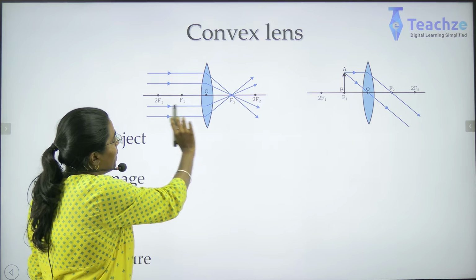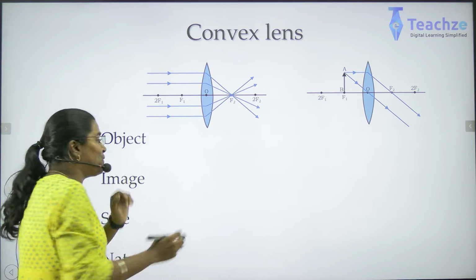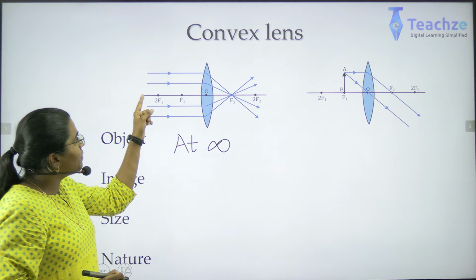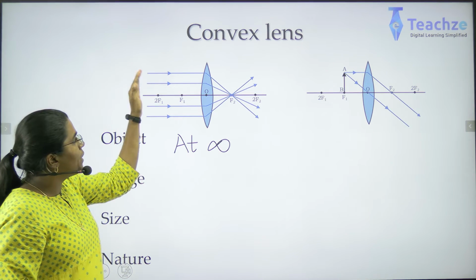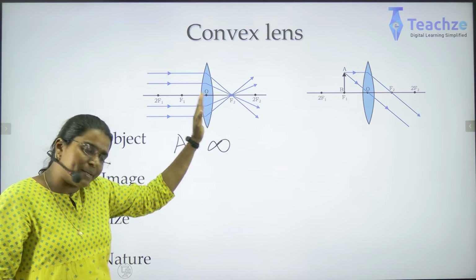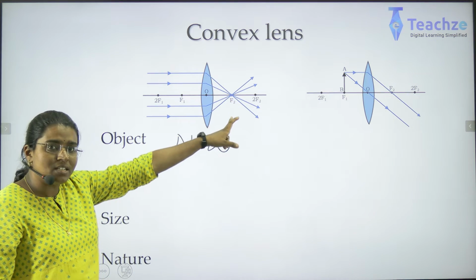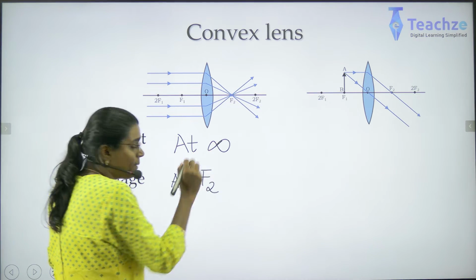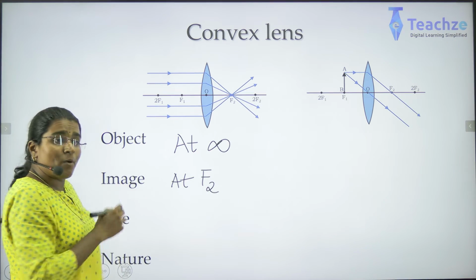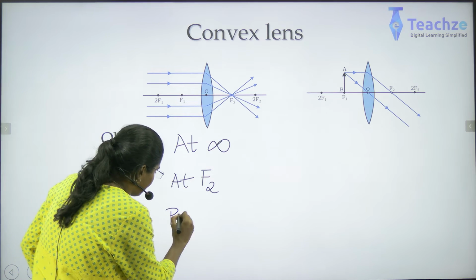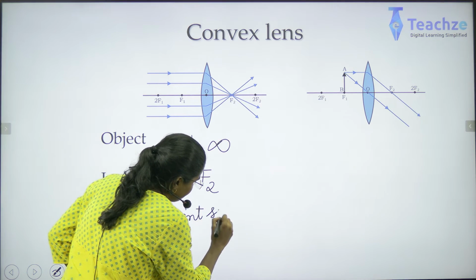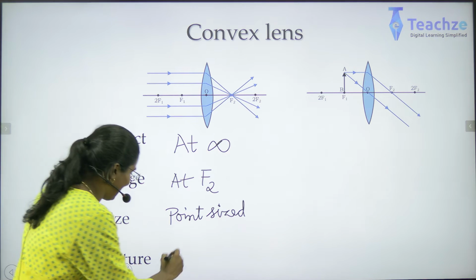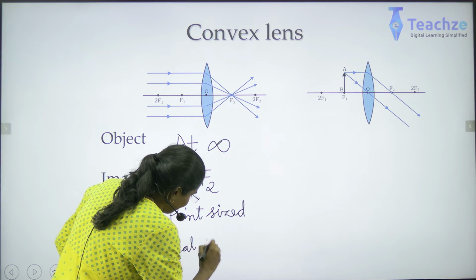So the first one, we'll see the first one. All the rays are parallel. My object is at infinity. Very nice. You remember. Good. So when the object is at infinity, we'll see all the rays parallel to the principal axis, and they meet at F2. So at F2 will be my image formed. What will be the size? Yes, it is point sized. So nature, real and inverted. Good.